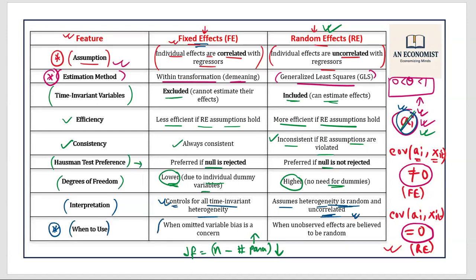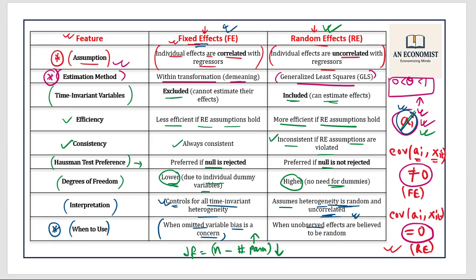But in general, when omitted variable bias is a concern, then we should always use the fixed effect model, right? Omitted variable bias, this also we have discussed in our specification error chapter. This is present in our advanced econometrics playlist. So again, if you haven't watched that video, I'll give the link. Please check that out. What is omitted variable bias? I have a separate lecture video on this. So when we are concerned about omitted variable bias, then we should use the fixed effect model.